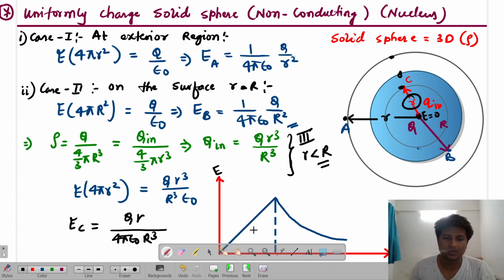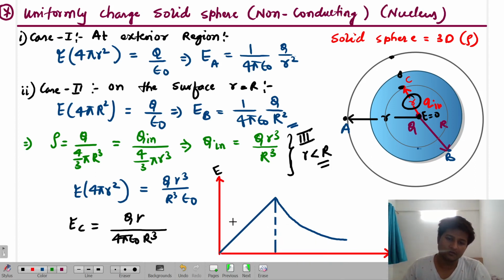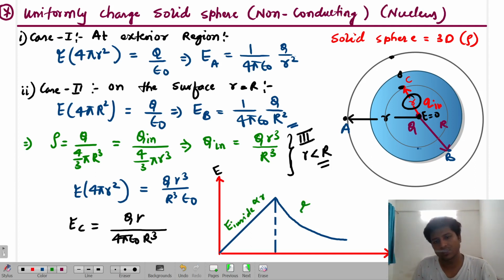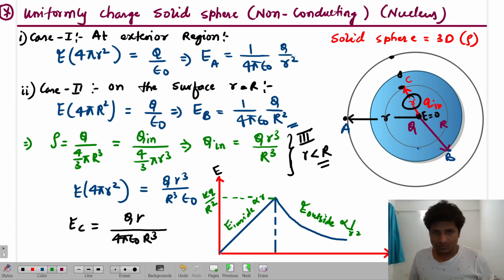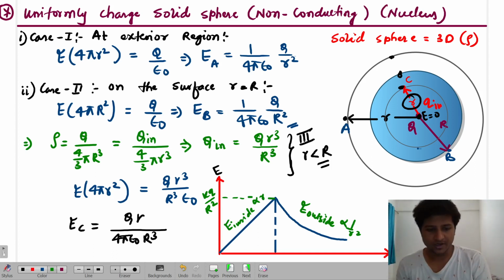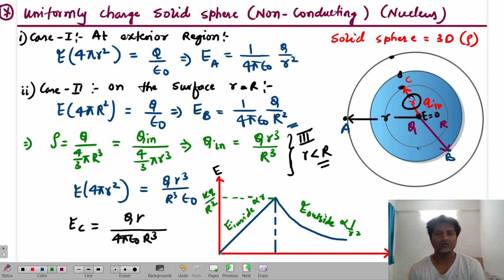Got it or not? So this is my electric field. Sorry, actually E inside, which varies linearly, and E outside, which is inversely proportional to 1 by r square, and its maximum value you know, which is KQ by capital R square. Is that clear? So this is how we calculate the electric field for our case of a uniformly charged non-conducting sphere. Are you able to get me?